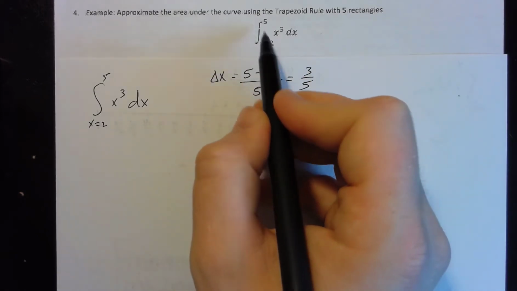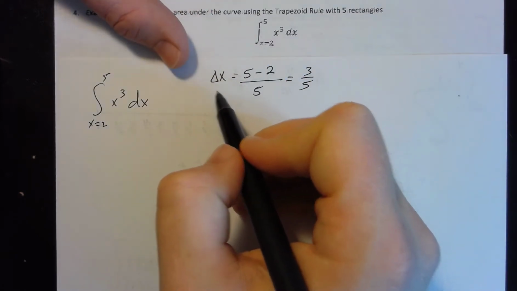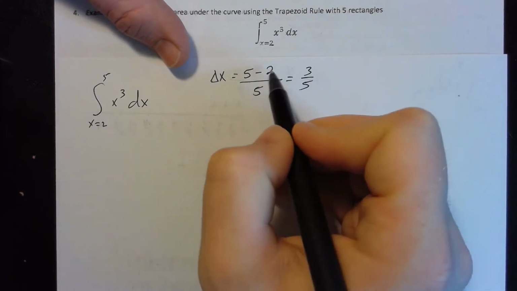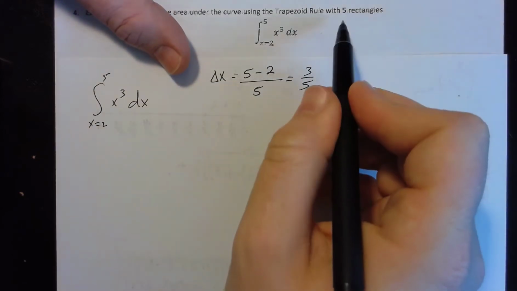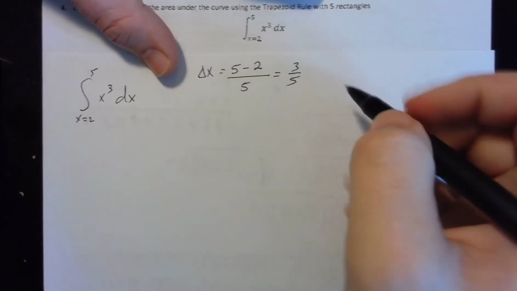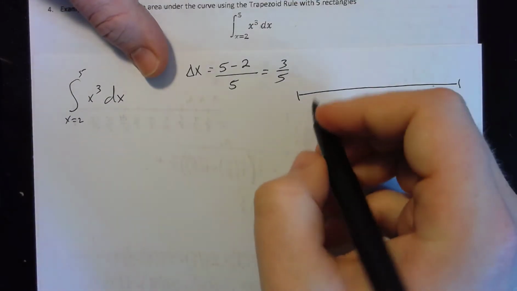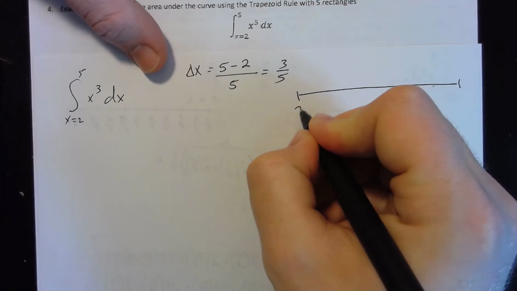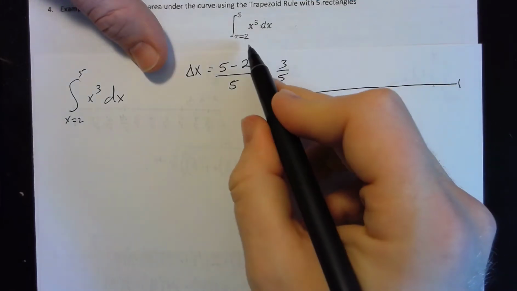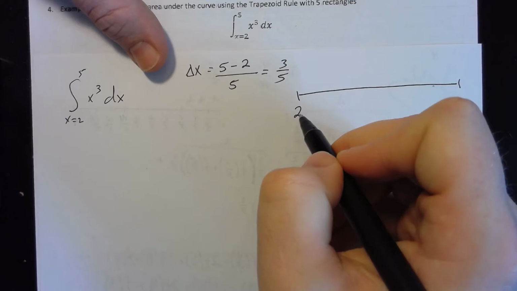Now, in terms of starting at 2 going to 5, you'll notice we find our delta x very quickly, which is b minus a all divided by n, being the 5 number of rectangles that we're looking at. And the thing I'm going to do here is once again create my number line. For this number line, I'm going to start at the value of 2, no longer start at 0. Again, because I'm starting at 2, that's what I'm going to put here.